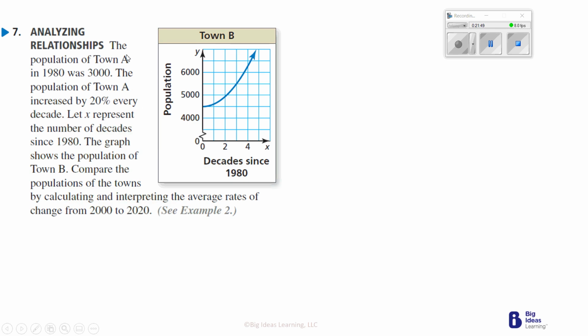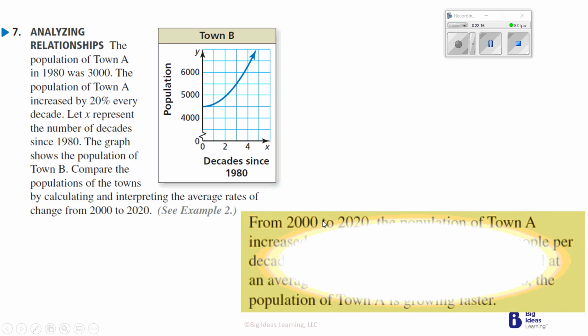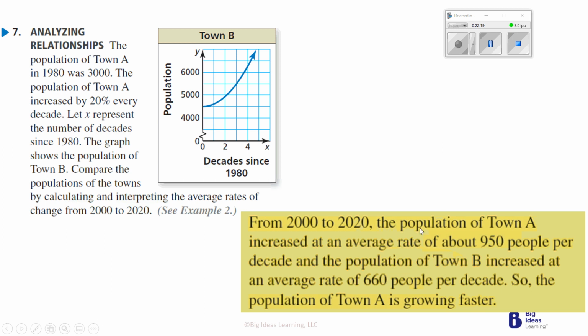Number 7, analyze the relationship. The population of town A in 1980 was 3,000. The population of town A increased by 20% every decade. Let x represent the number of decades since 1980. The graph shows the population of town B. Compare the populations of the towns by calculating and interpreting the average rate of change from 2000 to 2020. From 2000 to 2020, the population of town A increased at an average rate of about 950.